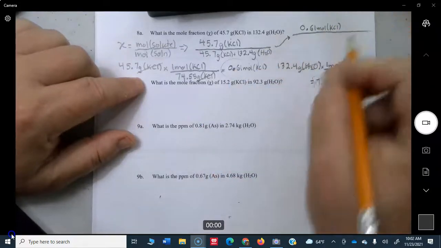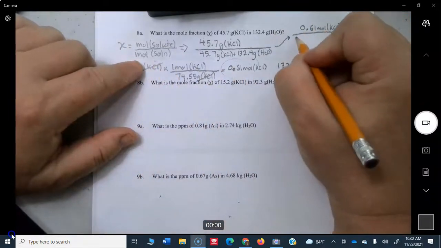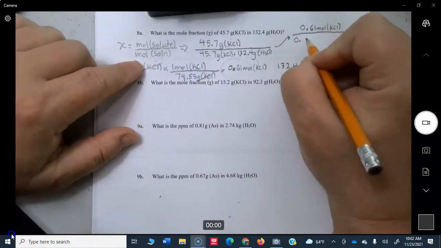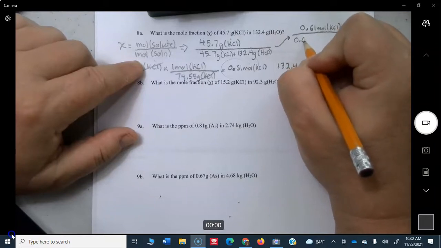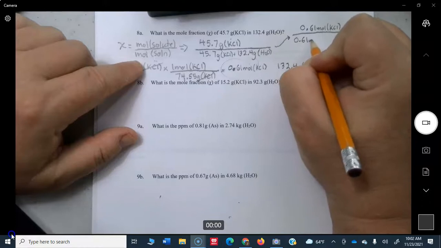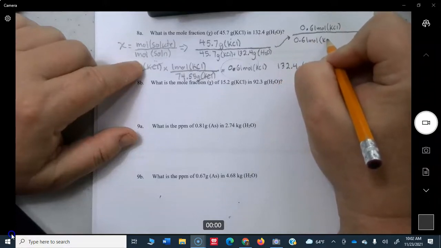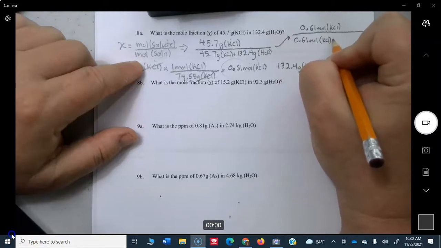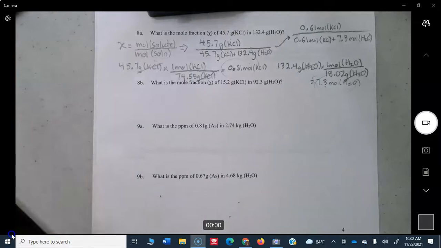And on the bottom, it's the moles of everything, moles of solution. So you have this. It doesn't matter that there's different substances. They just want to know the total number of moles. Different substances, I mean KCl and water. You can add them together. And this is the moles for water. Okay, so now you just do the math on that.